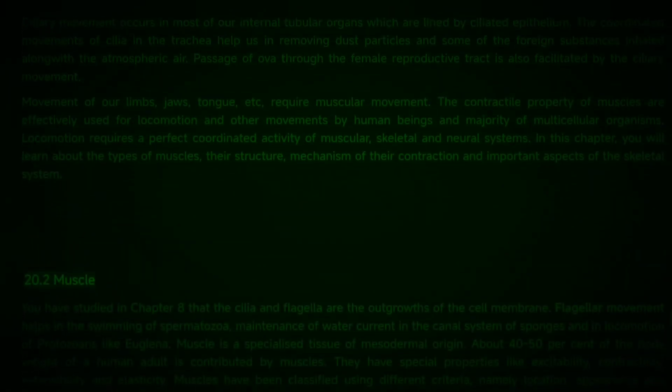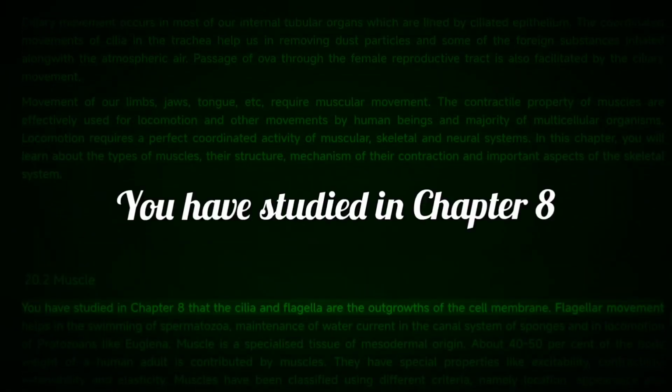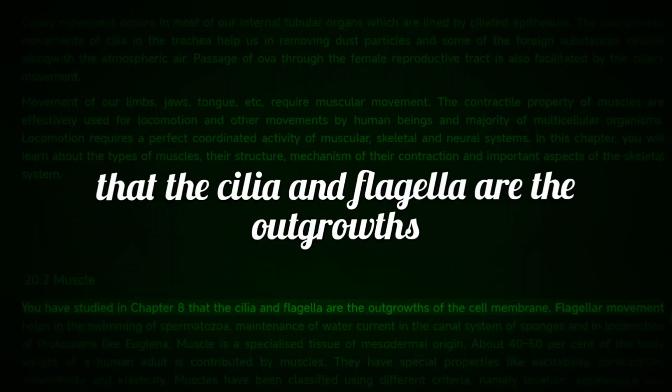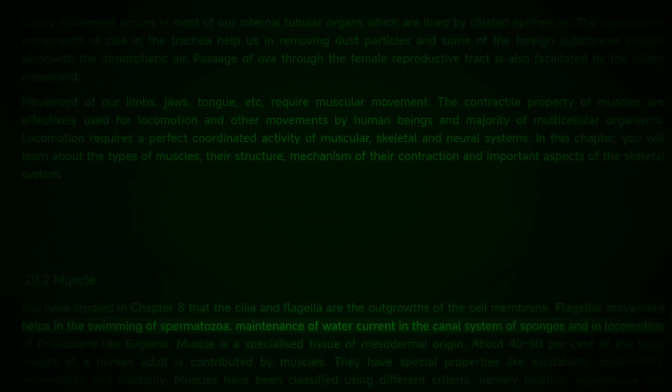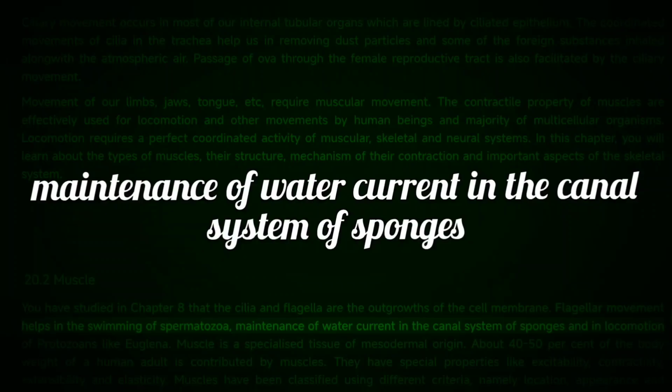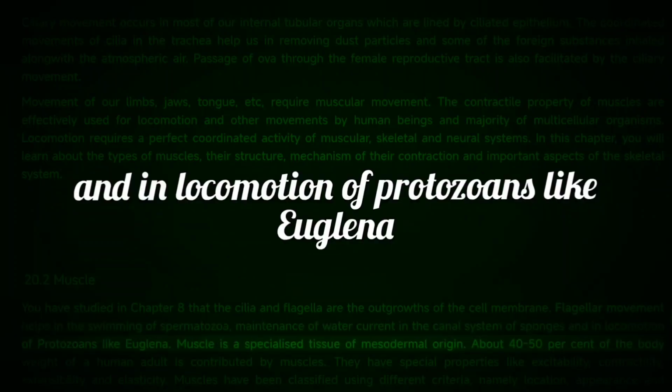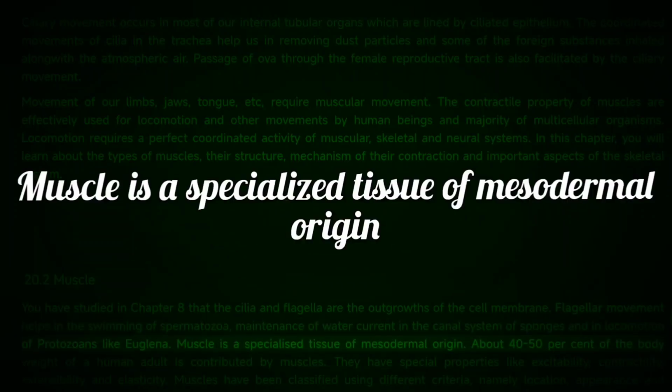20.2 Muscle. You have studied in Chapter 8 that the cilia and flagella are the outgrowths of the cell membrane. Flagellar movement helps in the swimming of spermatozoa, maintenance of water current in the canal system of sponges, and in locomotion of protozoans like Euglena. Muscle is a specialized tissue of mesodermal origin.